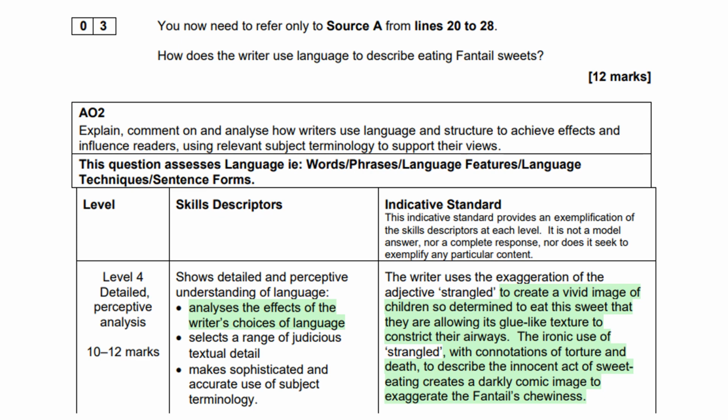The writer uses the exaggeration of the adjective 'strangled' to create a vivid image of children so determined to eat this sweet that they are allowing its glue-like texture to constrict their airways. The ironic use of 'strangled', with connotations of torture and death, to describe the innocent act of sweet eating creates a darkly comic image to exaggerate the fantail's chewiness. Many of you did not notice the humour in this piece of text, and that was a very important aspect.